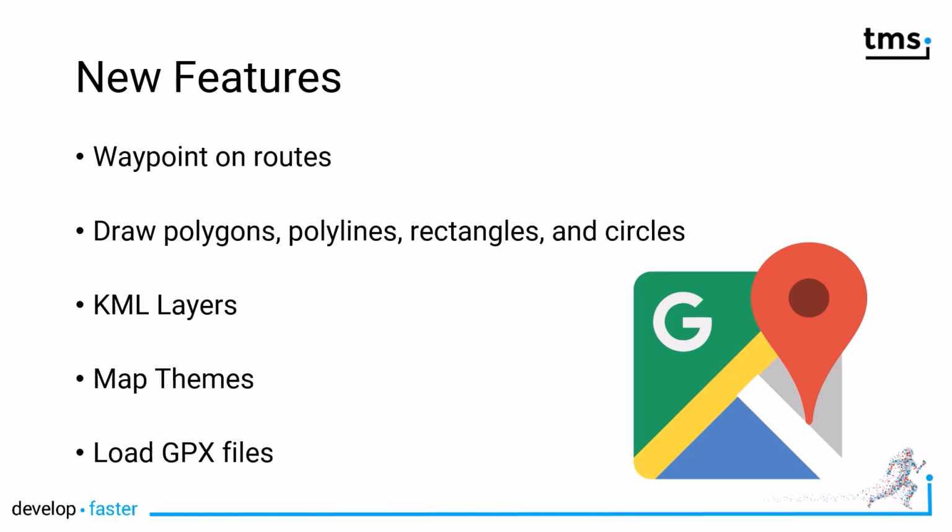Drawing on the map has not been possible so far either. Now you can draw polygons, polylines, rectangles, and circles. The following example will draw a circle around our current position.